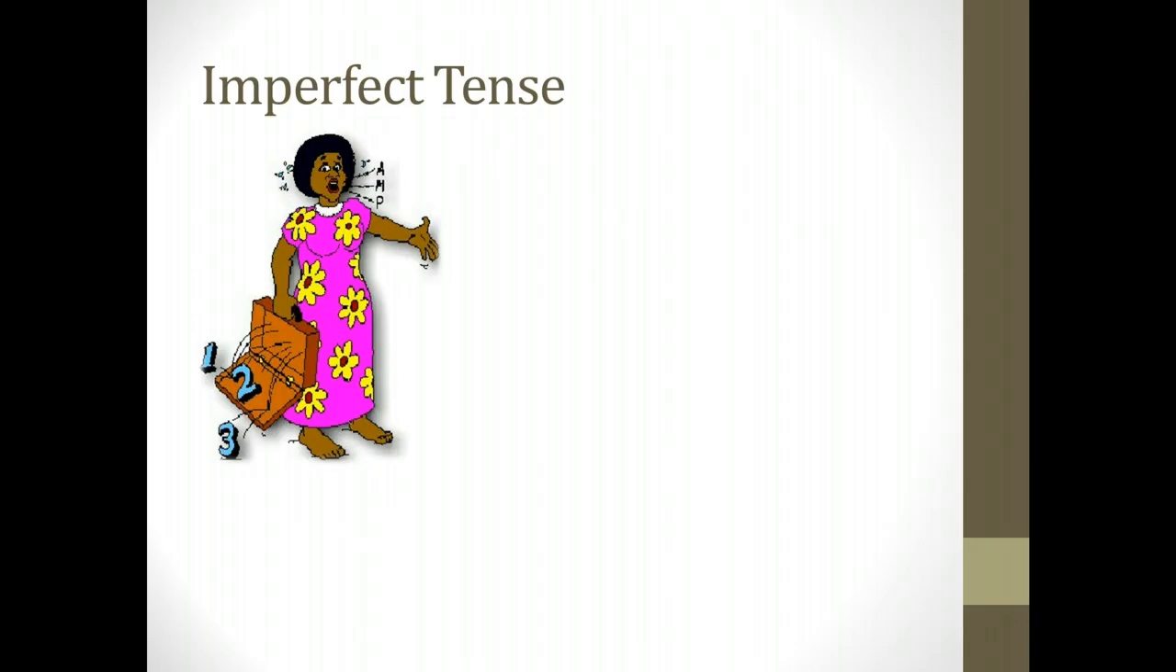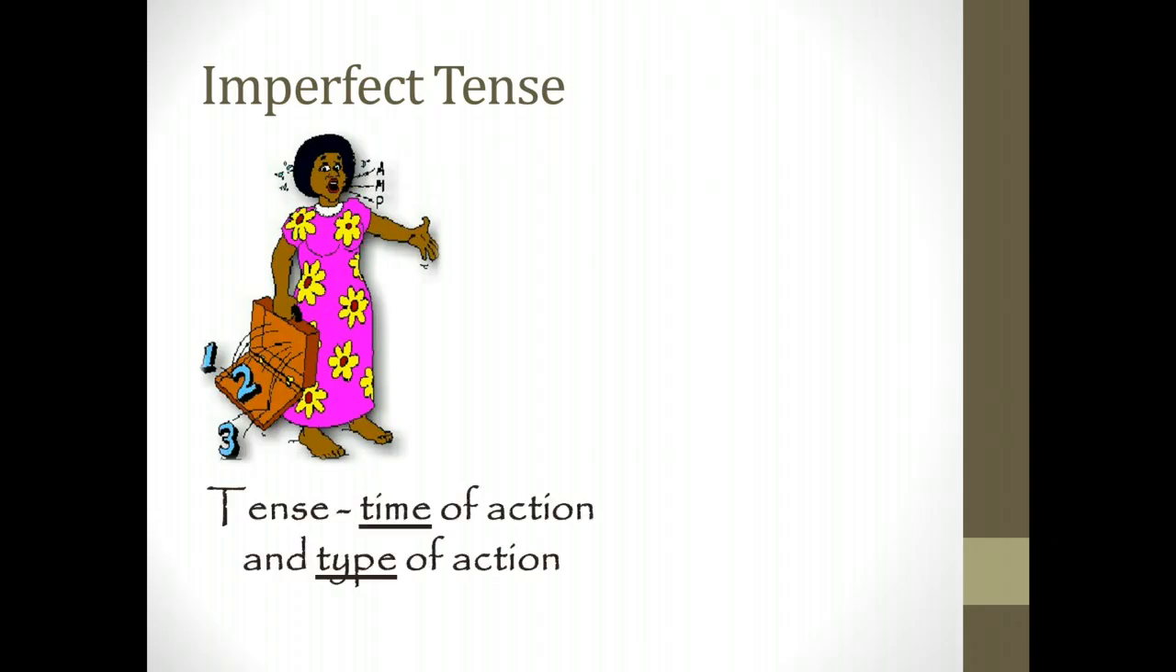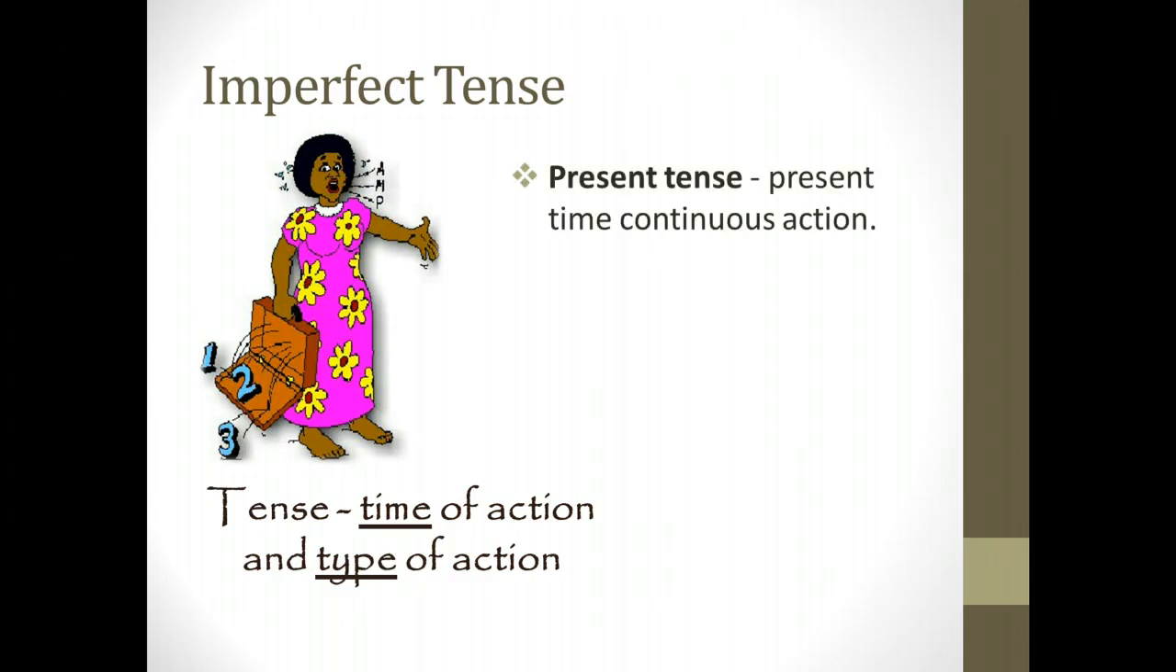And just to remember one aspect of Vera that we have looked at only one point so far is her tense tiers. And her tense tiers remind us that verbs come in different tenses. And the tense tells us the time of the action as well as the type of the action. So far, you've learned only the present tense, which means that the action is happening now in the present time and that the action is continuous, that is, it's ongoing.